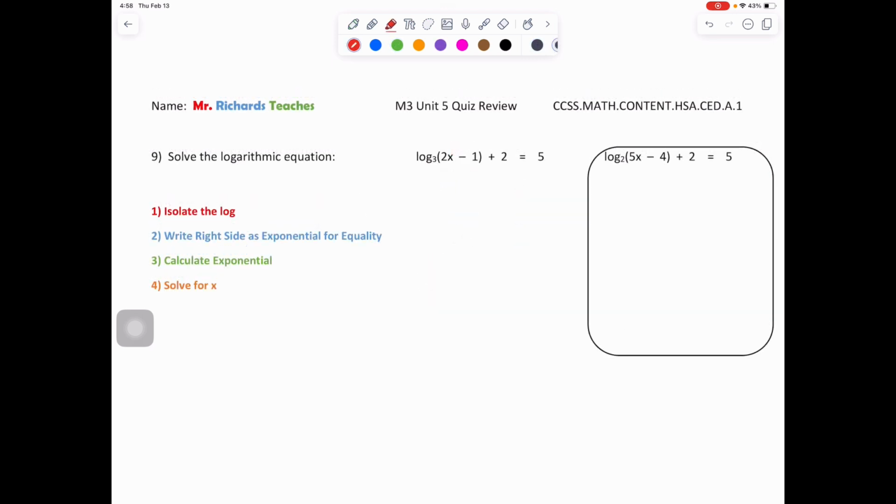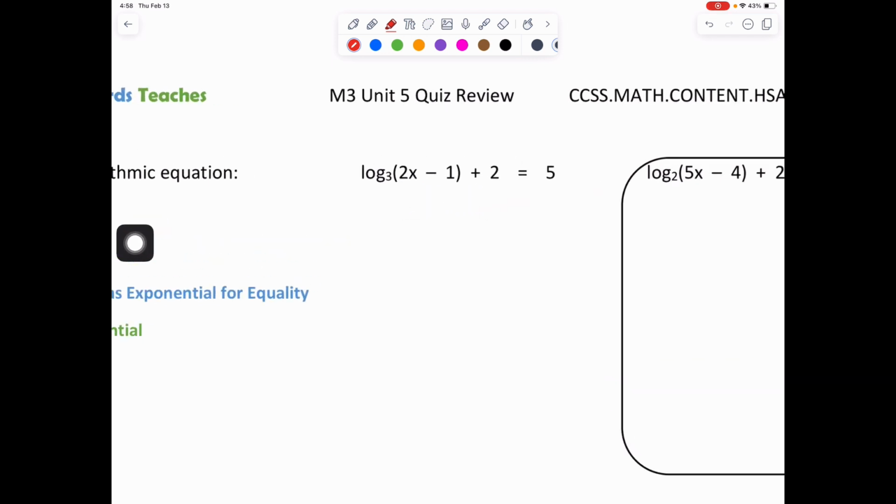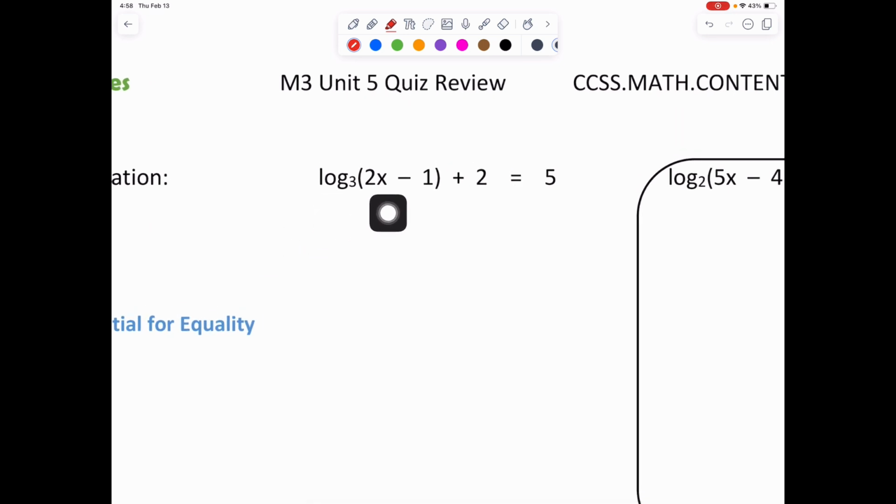Moving on to number 9. Solve the logarithmic equation: log base 3 of 2x minus 1, plus 2 equals 5. Step 1, isolate the log. Log base 3 of 2x minus 1 is hanging out with that plus 2. How do we get rid of it? Yes, we will subtract 2, not just from one side, but from exactly both sides.